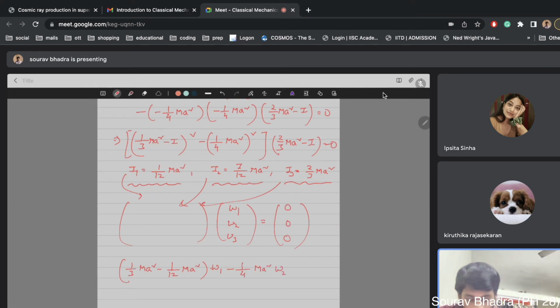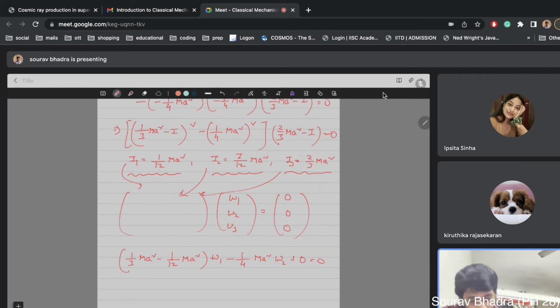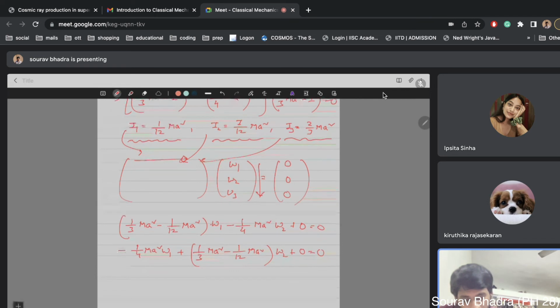Square omega 2 plus 0, so it will be the first one. I mean you will multiply this with this, and that is equal to 0. So this is the first equation. Now the second equation will be 1/3 m square minus 1 by 12 m square omega 2 plus 0 equals 0, and the third one will be this: m square omega 3 equals 0.